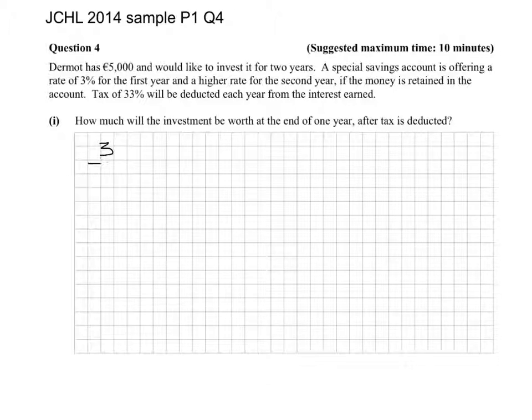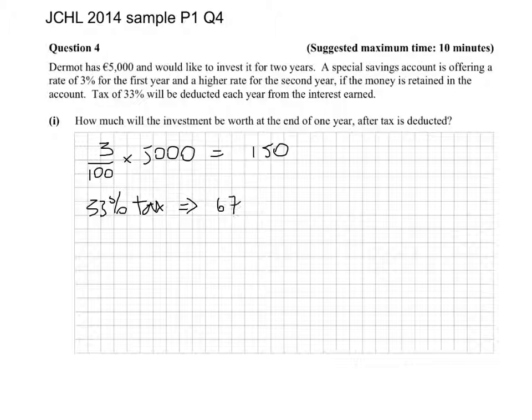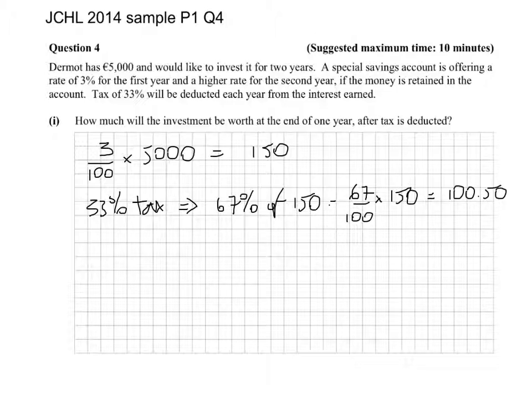So, just simple, 3% of 5,000 euros. And you work that out, it's 150 euros. But before we can add that on to the 5,000, we need to tax 33% of that. So the quickest way of doing that is simply to say, well, what's 67% of 150 euros? And that's what's remaining. Rather than do 33% and then take it away, you just do 67% straight away. And we find what's left over after the taxing process.